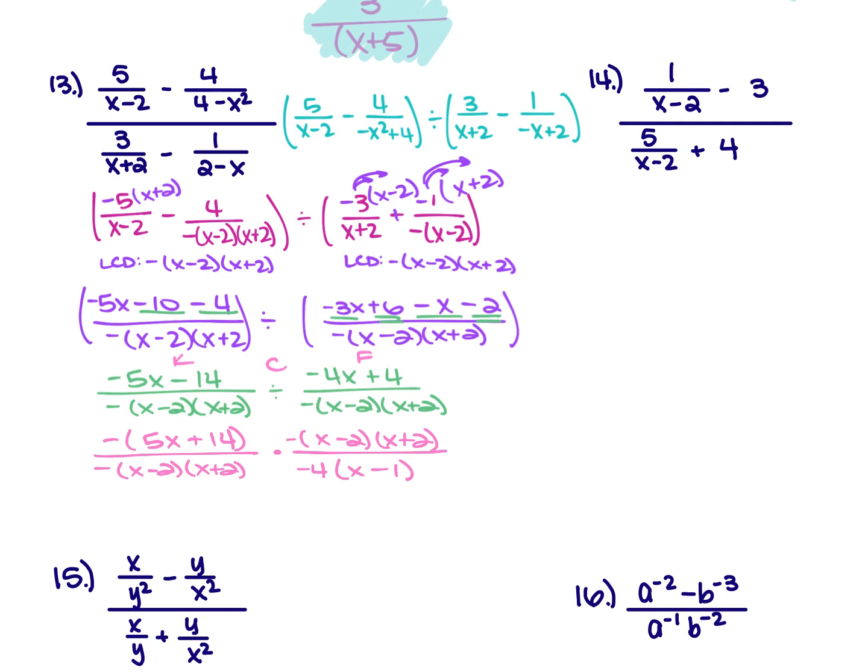We're all factored now, so you could either multiply straight across or simplify before you multiply. If you simplify before you multiply, diagonally you have the opposite of x minus 2 times x plus 2. So those cancel each other out and become 1s. You also have a negative on the top and the bottom diagonally with the 5x plus 14 and the 4 times x minus 1. So those both become positive. So if we multiply straight across from here, we're just left with 5x plus 14 all over 4 times x minus 1.